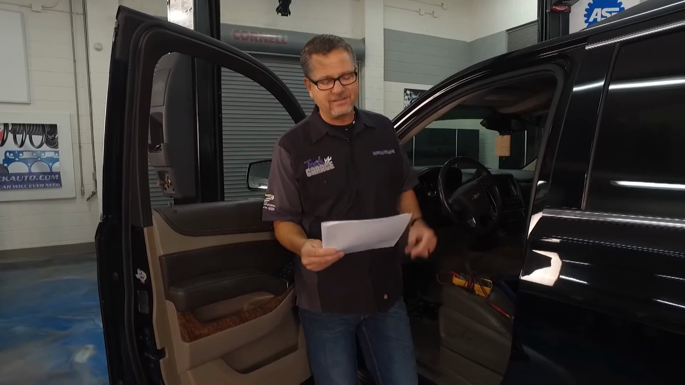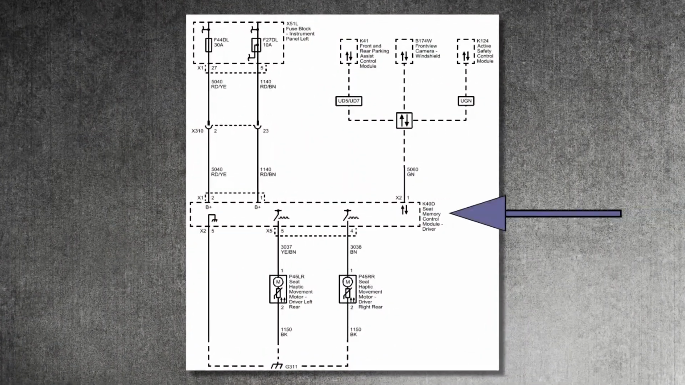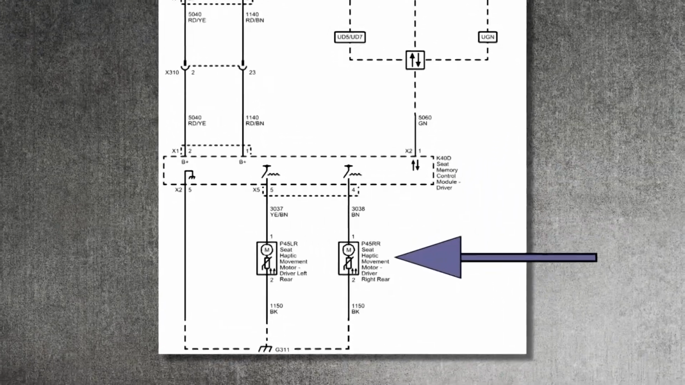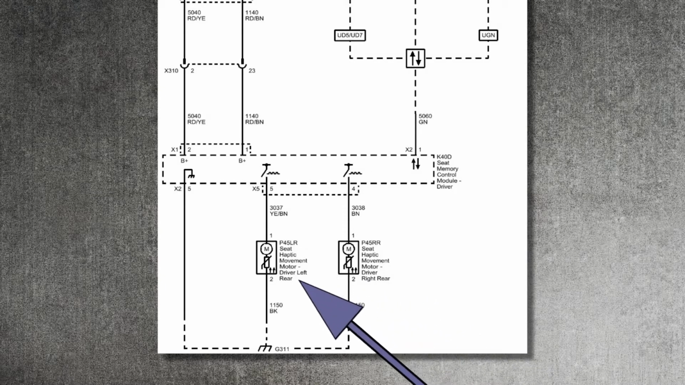But we can't make any tests without looking at a schematic. So let's take a look at the schematic right here. And you can see the module. It's actually located under there, the driver's seat. It's called the seat memory control module. And that feeds two wires down to the seat haptic motor. There's a right rear and a left rear one on the seat. They're both embedded into the seat in the cushion.